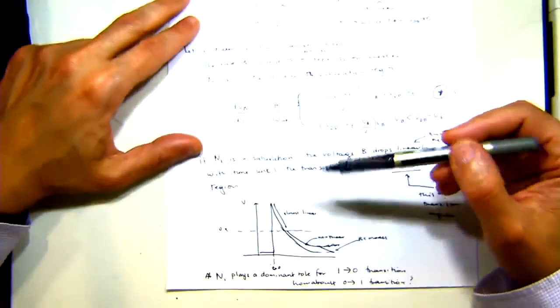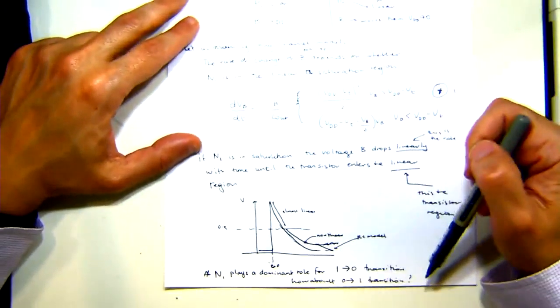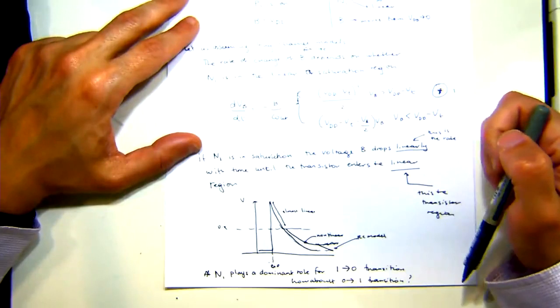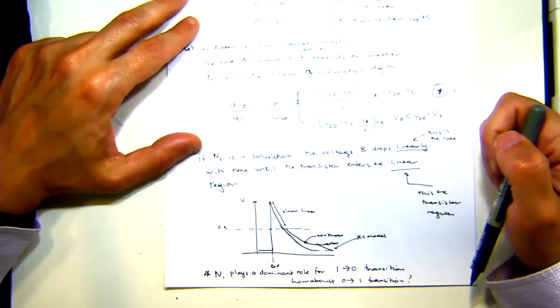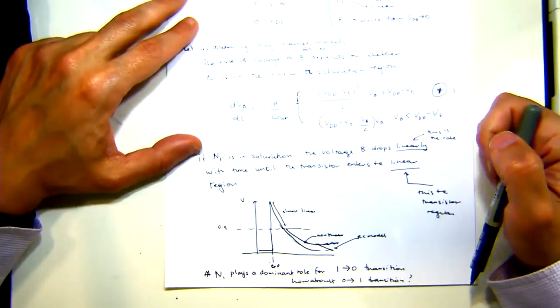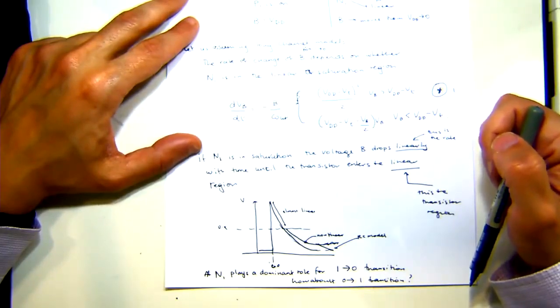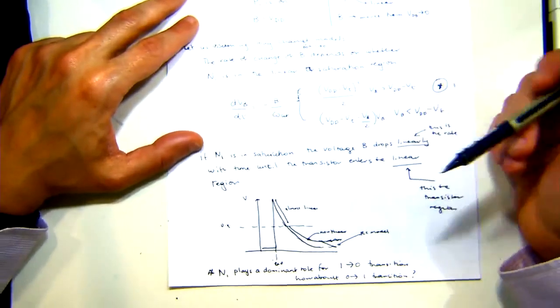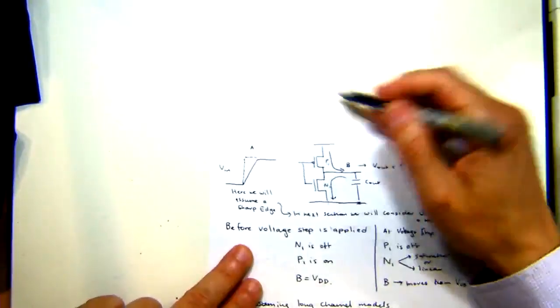Now the question I've got is, how about if you're going from 0 to 1? What controls or dominates the dynamics of the output? If it's not the NMOS, it must be the PMOS. Okay, excellent.